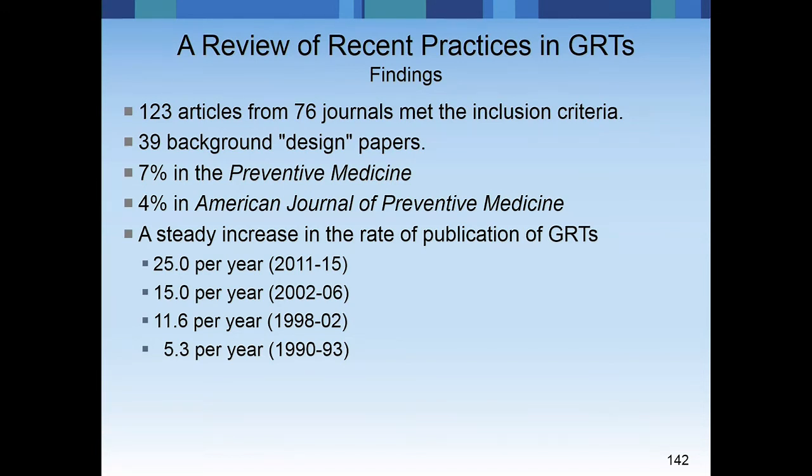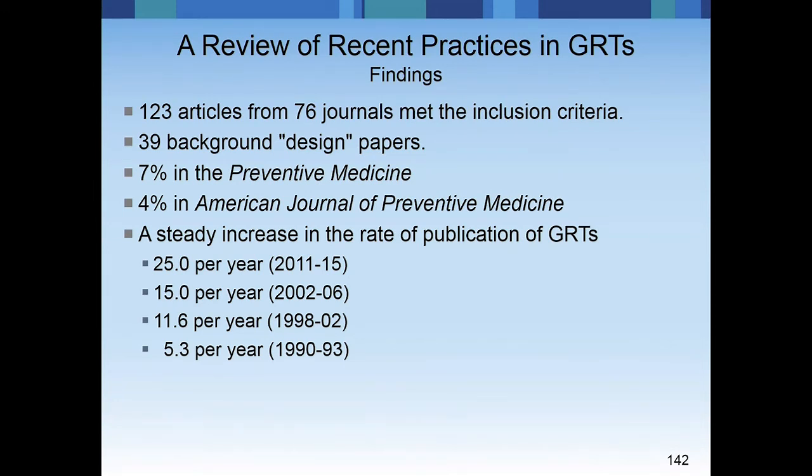There weren't a great number published in any single journal. 7% were published in Preventive Medicine, 4% in the American Journal of Preventive Medicine, and after that it was a few papers in each of a wide number of journals. We saw a continuation of the general increase in the publication rate for group randomized trials.